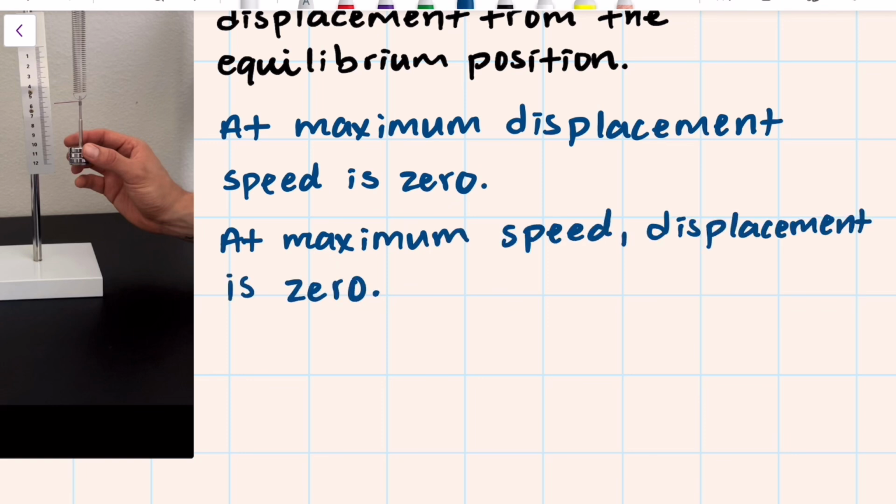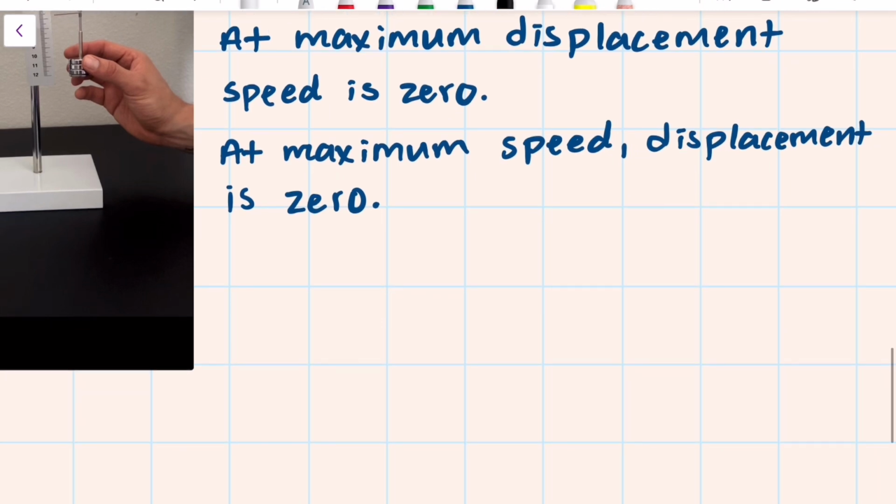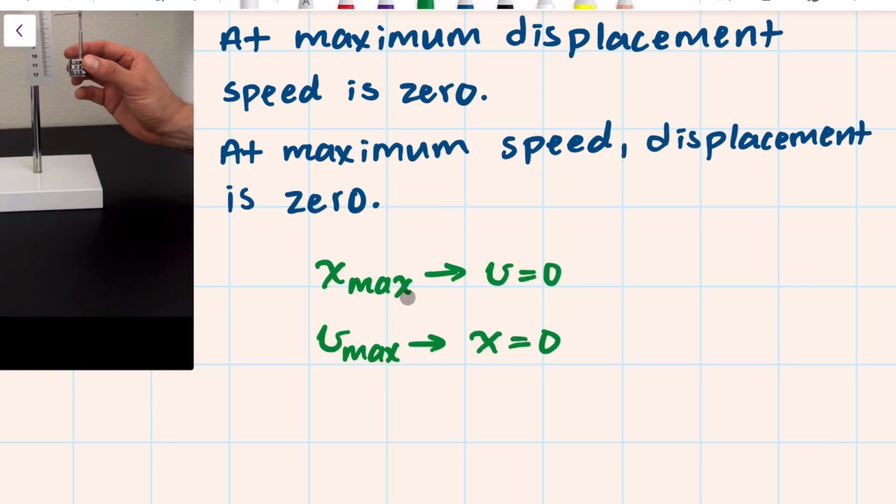At maximum speed, displacement is 0. So we can formalize this mathematically in the following manner. Maximum displacement corresponds to 0 velocity, and maximum speed corresponds to 0 displacement. This applies to any object or system that is being modeled as a harmonic oscillator: pendulum, planet, particle vibrating, whatever. This holds true. Okay, why is this important?